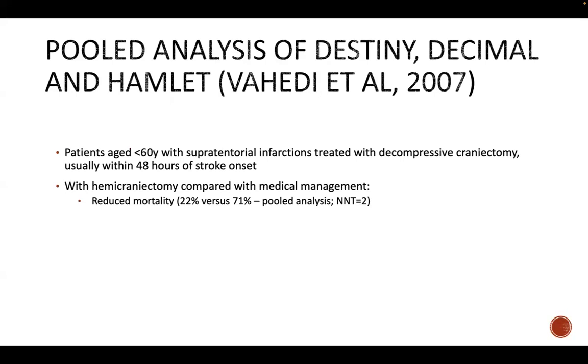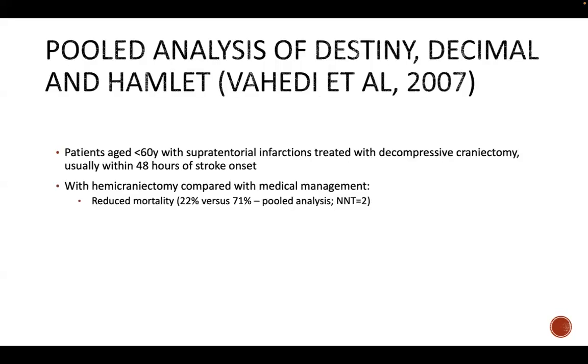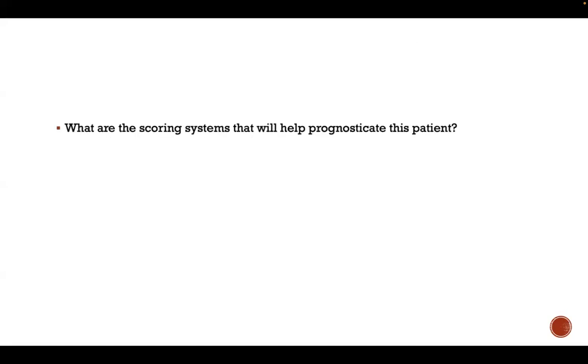But one limiting factor is that for those less than 60 years, they've done the HAMLET 2 study also, where they looked at outcomes in those more than 60 years. Even though their survival was there, they had a very poor neurological outcome. Vegetative state was more, rather than good quality survival. That is the HAMLET 2 study. Just for finishing this case, what are the scoring systems which we use in stroke?